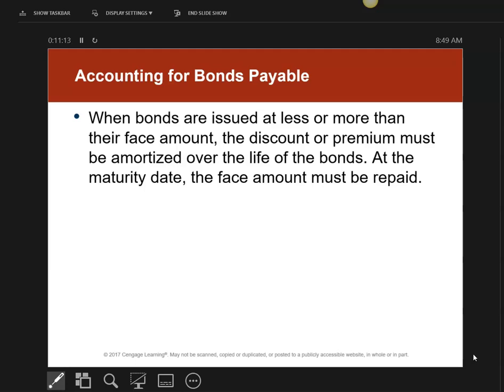If I sell them at more or less than the face value, when the maturity date comes, whenever the 10 years comes along or 5 years or whatever it is, the face amount has to be repaid. So if it's a $100,000 bond, in 5 years, whatever I sell it for, I owe $100,000 on bonds payable. So my bonds payable must equal the face value at the end of the maturity or the end of the term. So let's take a look at three different scenarios.